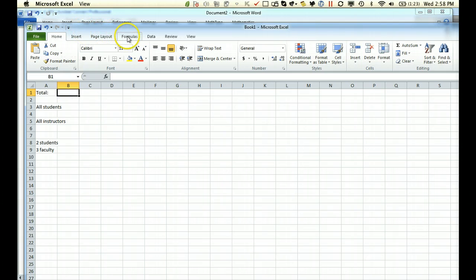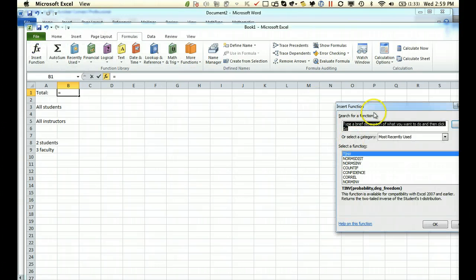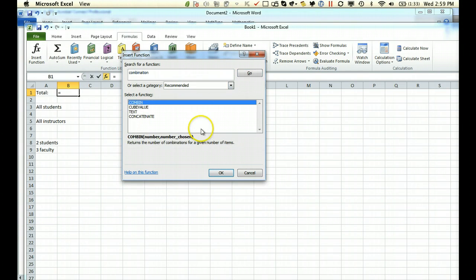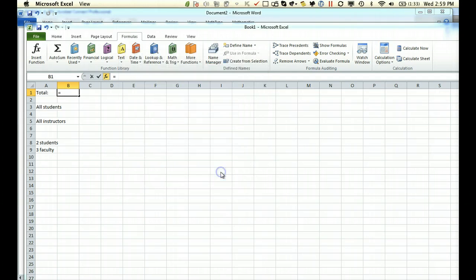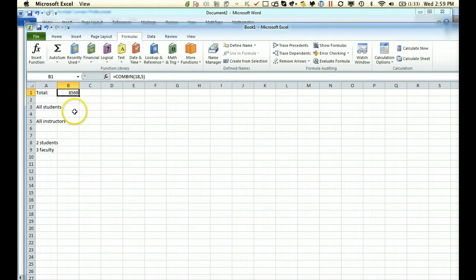Now I'm going to go up to the Formulas tab and insert a function. Depending on the version of Excel you have, it might look slightly different. I'm going to look for combination. What I see is C-O-M-B-I-N, combin. I'm going to say OK, and it pops up a box. The first is the total number of people. There are 18 people total. 5 will be chosen to be on this committee. So there are 8,568 different committees I can make.